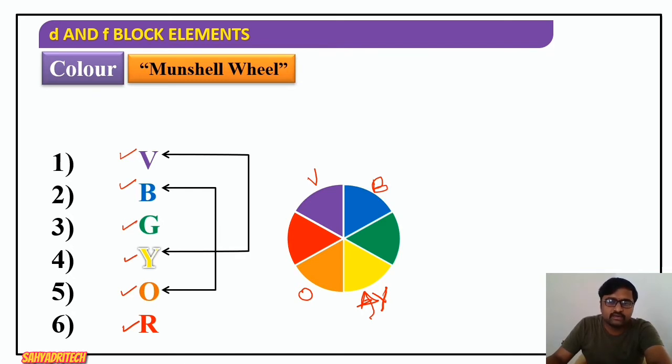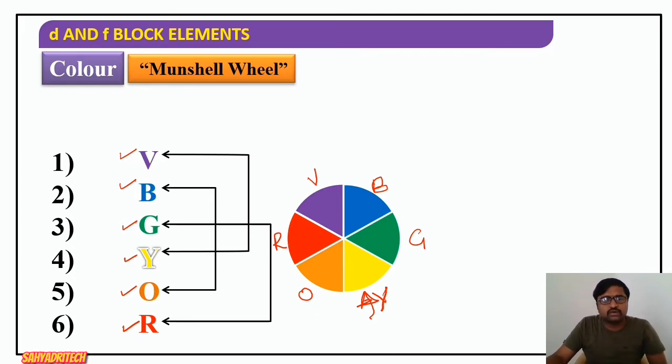Then the last pair, green and red. If green is absorbed by an object, it appears red in color, or if red is absorbed, it appears green in color. So according to Munsell's wheel, there is a complementary color for each. What is the complementary color for violet? Yellow. For blue, orange is the complementary color, and for green, red is the complementary color.